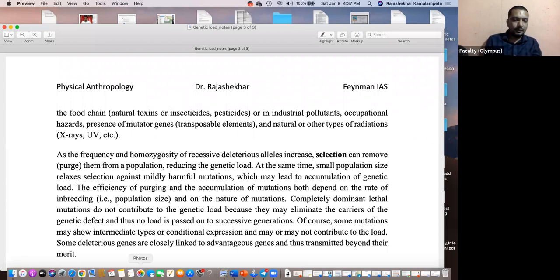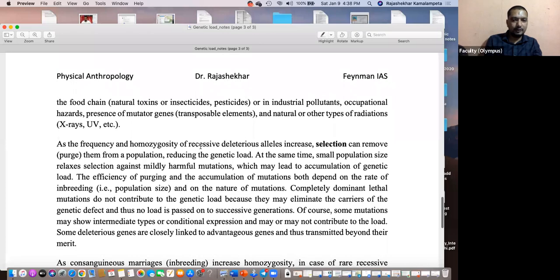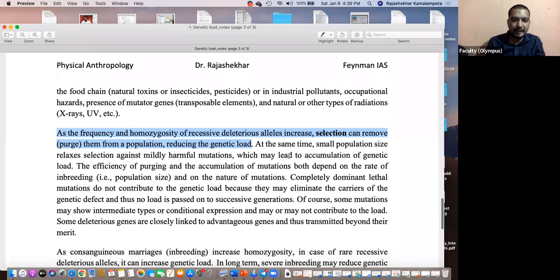Okay. So next, as the frequency and homozygosity of recessive deleterious alleles increase, so the homozygous condition is increasing, selection can remove them. What is normally the role of natural selection? If it is deleterious, selection will remove them, right? Supposed to remove them from a population, reducing the genetic load. This is what is expected, right? Genetic load should not continue. At one point of time, the load coming from that particular sequence has to be removed because that is the job of natural selection, correct? At the same time, small population size relaxes selection against mildly harmful mutations, which may lead to accumulation of genetic load.